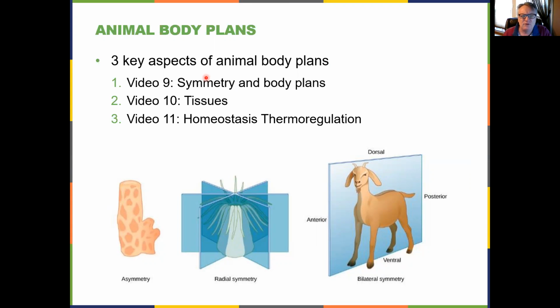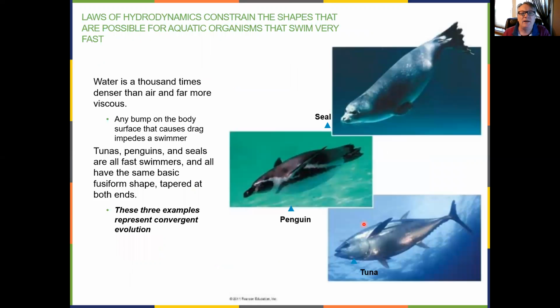So of those three aspects, the first one being symmetry in body plans, we've already talked about symmetry. It was covered in the previous chapter thoroughly, and you did your first diversity lab looking at symmetry. So just a reminder, we have animals with asymmetry, radial symmetry, and bilateral symmetry. But when we talk about overall body plans, we can also talk about the particular shapes of animals.